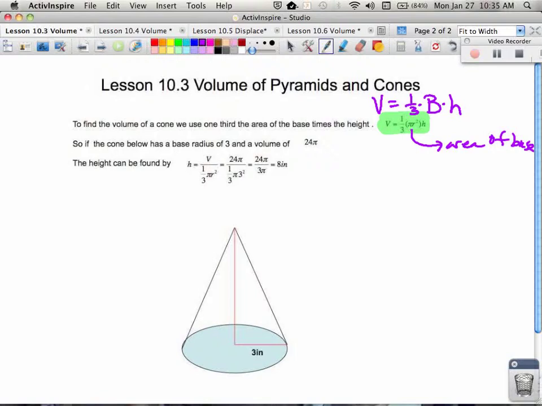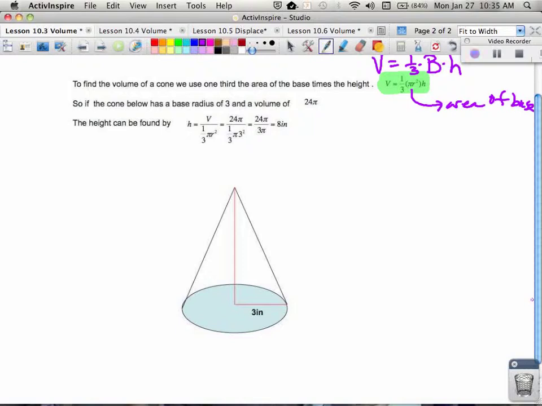Down below, they tell us that the volume is 24. So I know that 24 is equal to 1/3 times the area of the base, which in this case, since it's a circle, is pi times 3 squared, because they tell us that the radius is 3, times the height of that cone, which is unknown, and that's what we're searching for.